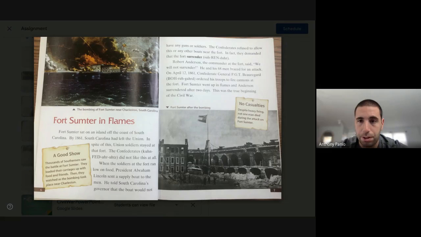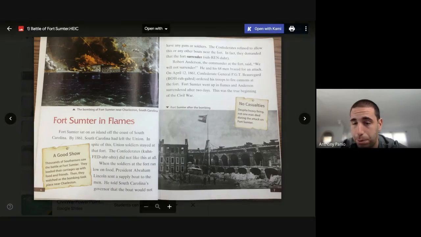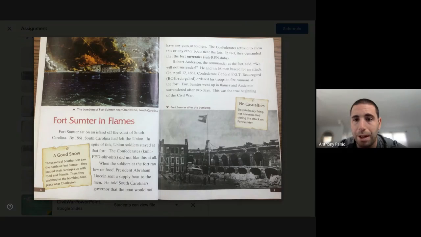Robert Anderson, the commander of the fort, and he is a Union commander, said, "We will not surrender." He and his 68 men braced for an attack. Not many soldiers are there, but 68 men braced for an attack. And on April 12th, 1861, Confederate General P.G.T. Beauregard ordered his troops to fire cannons at the fort. Okay, as you can tell, they're located in the water here. If you're looking at the photo here, they're firing cannons and setting it up in flames. Fort Sumter went up in flames, and Anderson surrendered after 2 days. This was the true beginning of the Civil War.